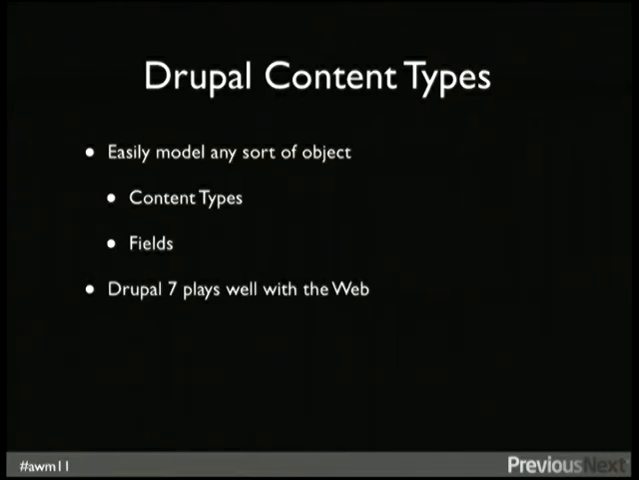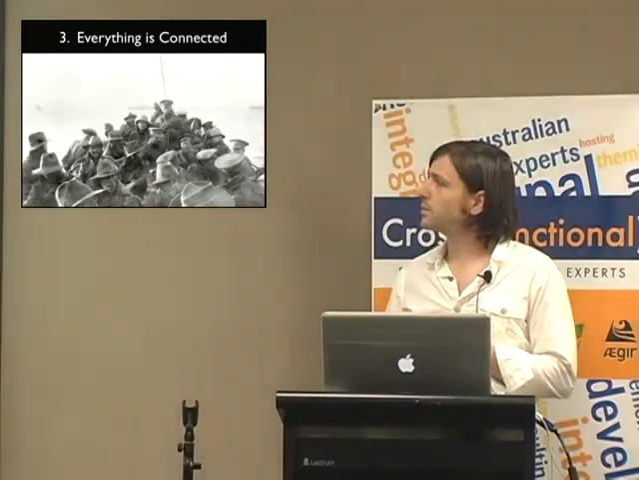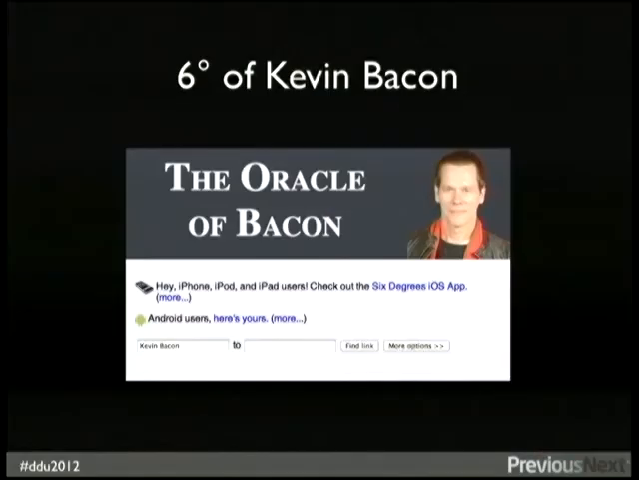I had mentioned earlier with Drupal content types, you can easily model things with content types and fields, and Drupal 7 plays well with the web. It's quite nice. So I'm going a bit faster now. And lastly, everything is connected. There's a demo at the very end I'm really keen to show, how it all fits together and how we built a really nice image management tool in Drupal. So everything is linked together.